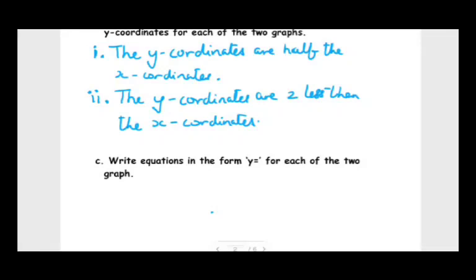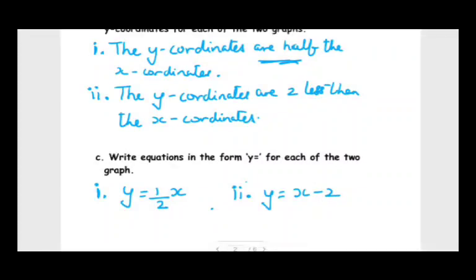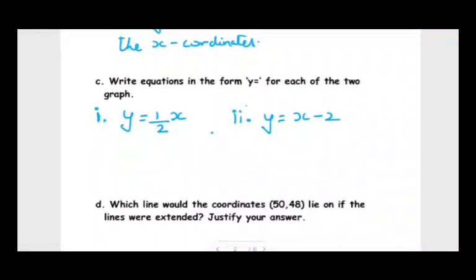So over here, what are the coordinates? What is it in the form of y? In my first one, y is equal to half, it says y coordinates are half of x. Can I write it like that? Yes, children. And in the same way, they want y is equal to 2 less than x. So y is x minus 2, right? So this is your answer.